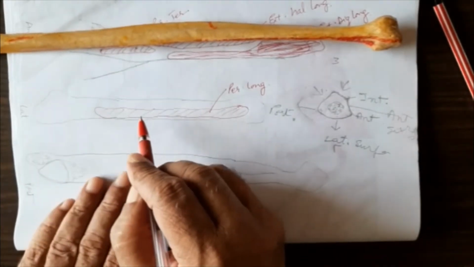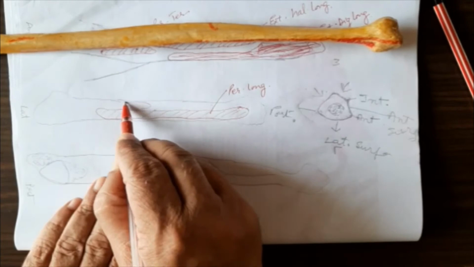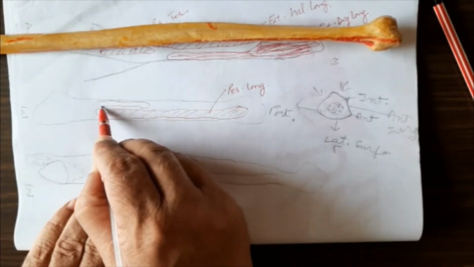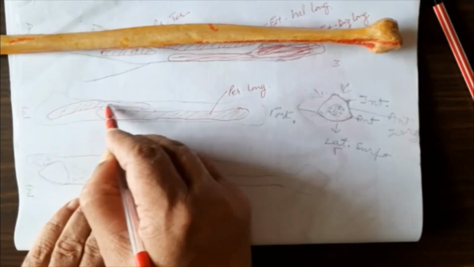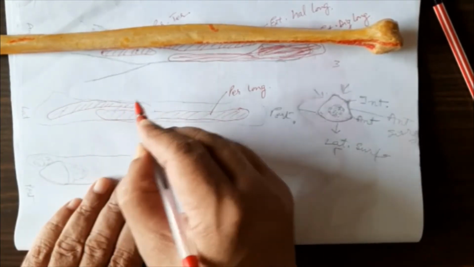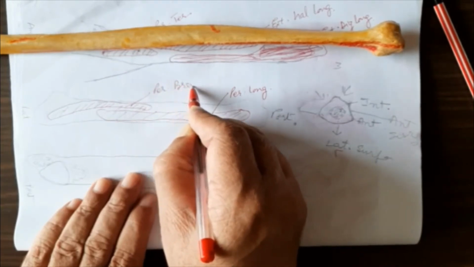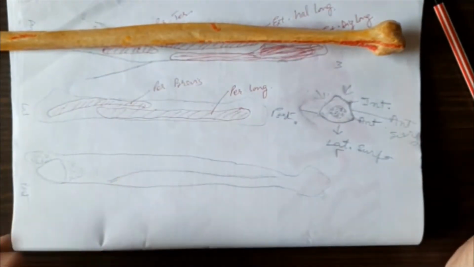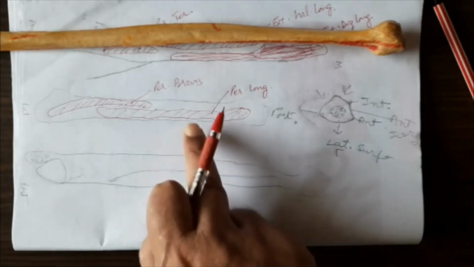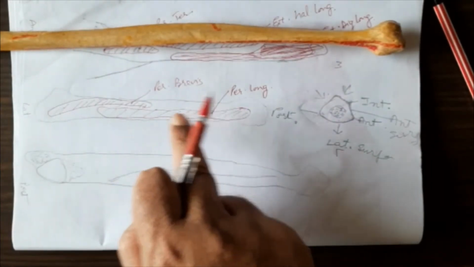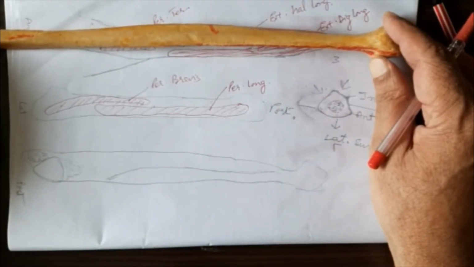Then from its lower 2/3, but in front of the peroneus longus, there is an oblique origin of another peroneus muscle, which is called the peroneus brevis muscle. So there are two muscles on the lateral surface, peroneus longus and peroneus brevis, right?